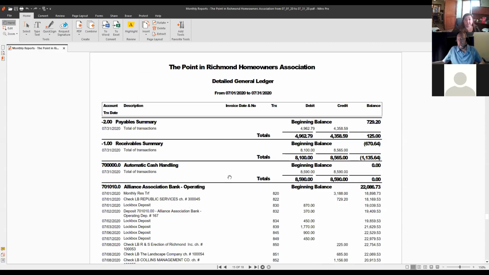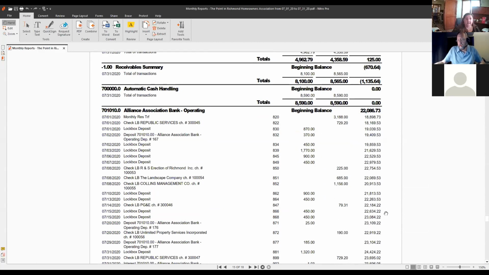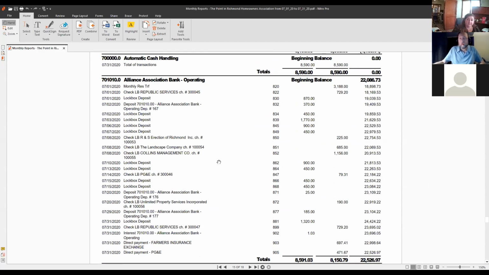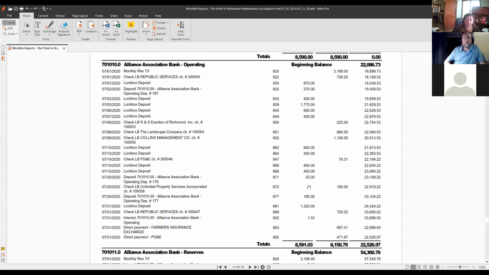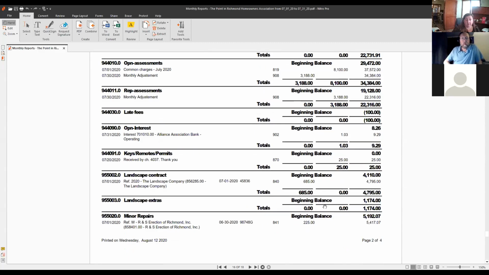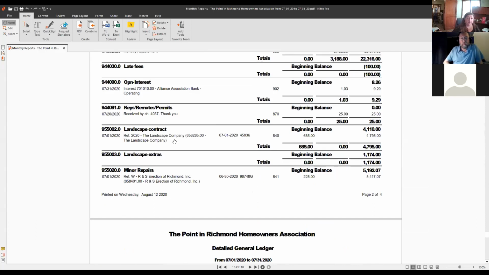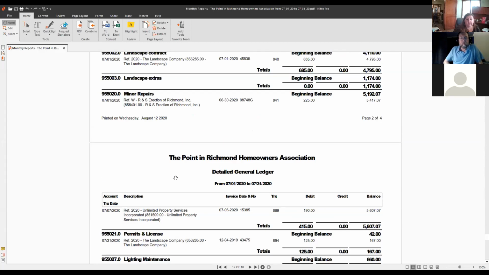So this is just, again, another supporting document to everything you see on your balance sheet. It breaks it down by category. It's kind of a duplication of some of the things that you've seen throughout the report, but it also does help you identify. So if you wanted to know what was included in the expense for minor repairs or landscape contract, you can come back here and flip back here just to see exactly what was included or what was paid out of that expense.